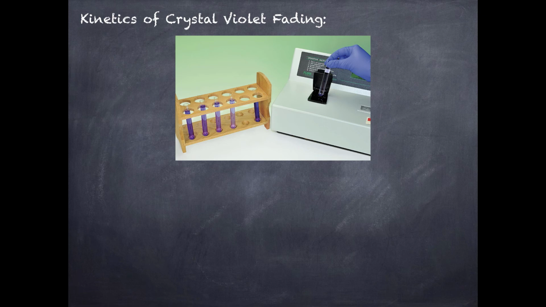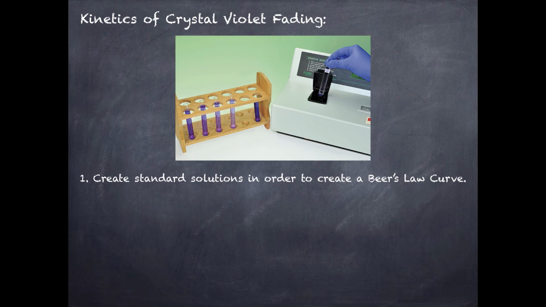So I'm going to go through and explain the kinetics of crystal violet fading lab that we completed. All right. So the first thing that we did in this lab was we created our different standard solutions. Okay, so these are solutions of crystal violet whose concentration we know. And the reason why we created these standard solutions is we needed to create a Beer's law curve.